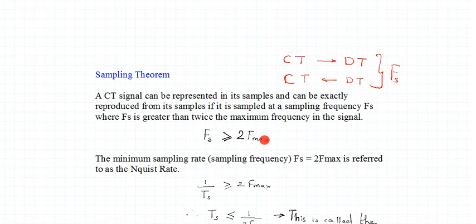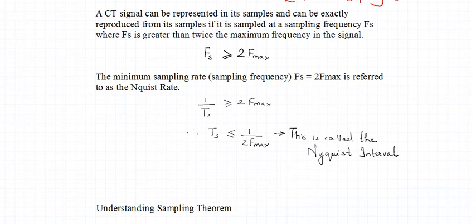And what is this Fmax? Fmax is the frequency of the signal that you are sampling. And the minimum sampling frequency as per the sampling theorem is that Fs can be at minimum twice Fmax. The minimum sampling frequency is called the Nyquist rate. And the reciprocal of this minimum sampling rate is called the Nyquist interval. If I take the reciprocal of the minimum sampling frequency, we get the maximum sampling interval, which is the Nyquist interval.